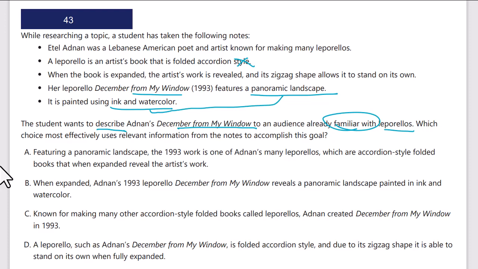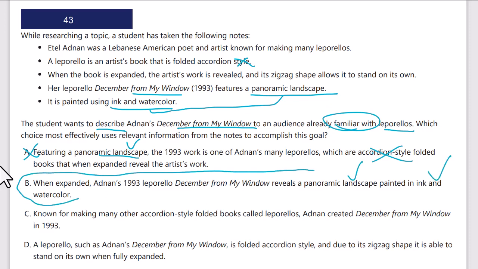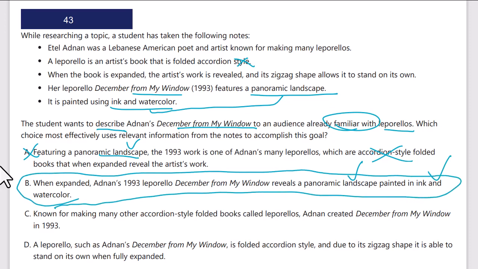So, all right, featuring a panoramic landscape, that's part of it. The work is one of Adnan's many leporellos, which is describing the leporellos and what it is. We don't need to do that. Audience is already familiar. When expanded, Adnan's '93 leporello, December from My Window, reveals a panoramic landscape painted in ink and watercolor. Those are the two descriptions of it, and we don't get into detail of what a leporello is because the audience is already familiar. B is going to be our answer.